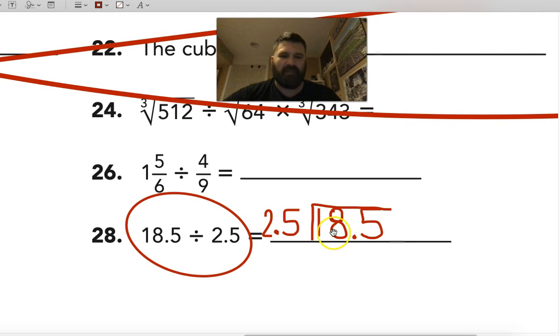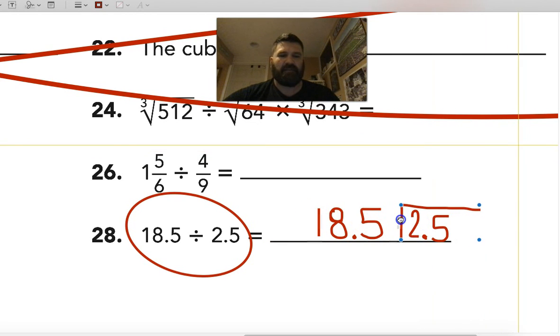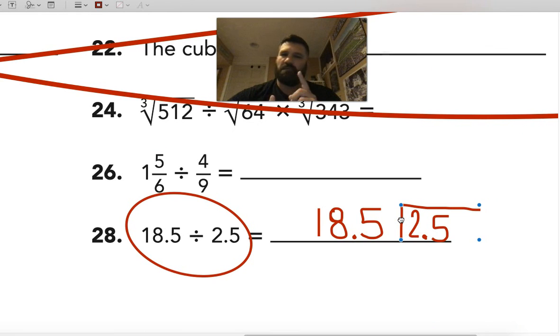So the only other way that I was thinking you guys would sometimes write it would be to have it like this, and then you'll take this and put it there like that. So, two different problems. You've got a really high number, 18.5, divided by 2.5. When you write it wrong like this, you're saying that you're taking 2.5 divided by 18.5.